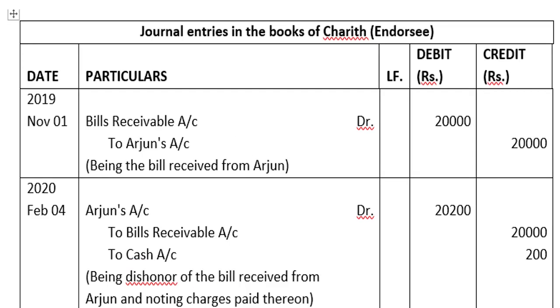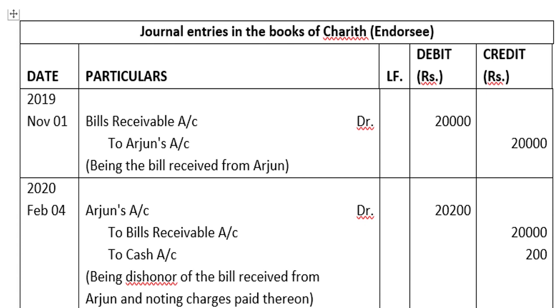Journal entries in the books of Mr. Charit, who is the endorsee. He is receiving the bill from Mr. Arjun, so the entry will be bills receivable account debtor to Arjun's account Rs 20,000 each. But at the time of dishonor of the bill, Arjun's account is getting debited again, but this time with 200 extra, that is towards the noting charges, which Charit has paid on dishonor of the bill. So the entry will be Arjun's account debtor 20,200, from which Charit will be recovering the amount.